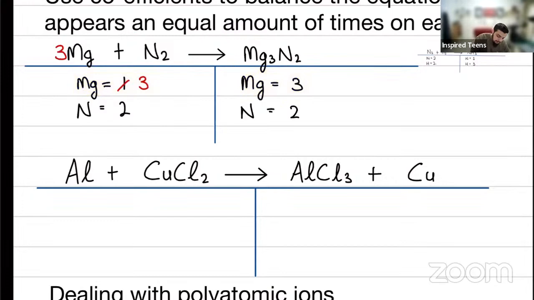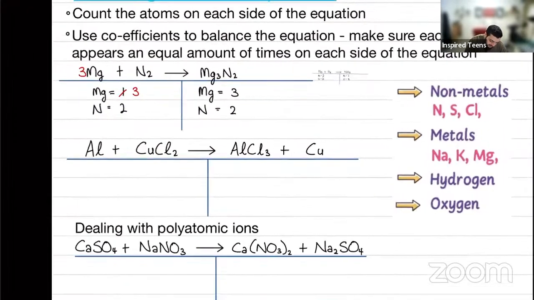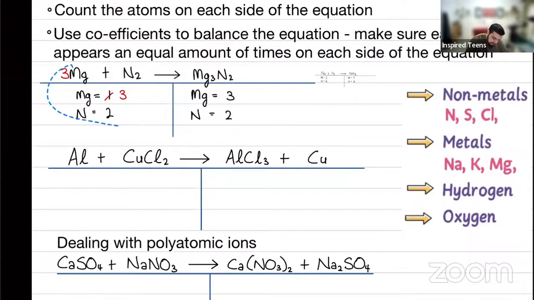Right, so Mg, I put a 3 in front of Mg. Now with the new amount, I can see that I have 3 Mg on the left, 3 on the right, 2 N on the left, and 2 on the right. So now it's perfectly balanced. So this is the balanced chemical equation for 3 Mg plus N2, magnesium and nitrogen to form magnesium nitride.